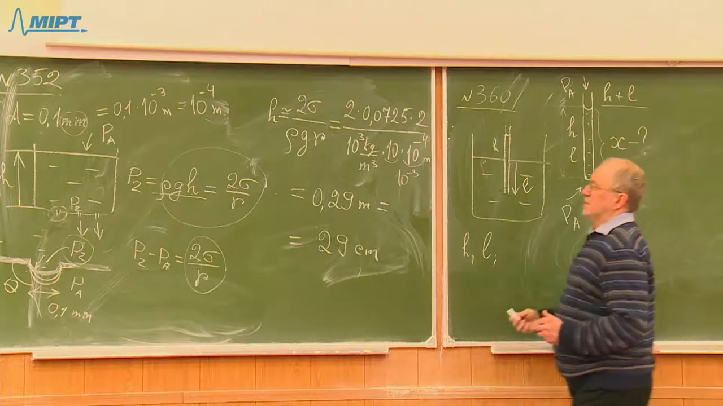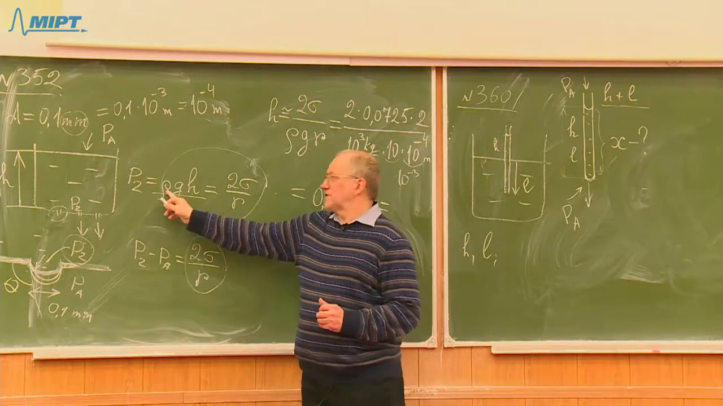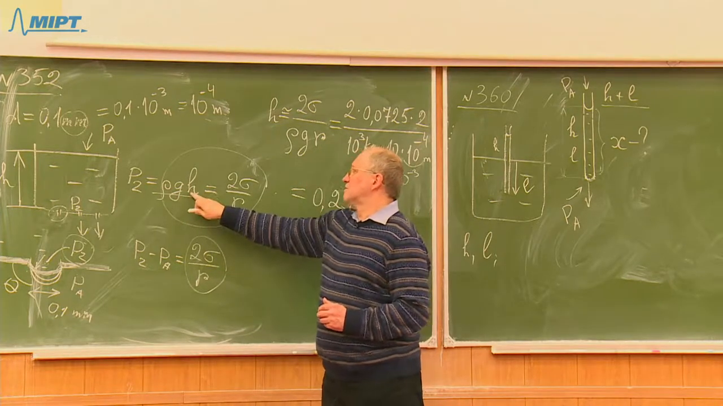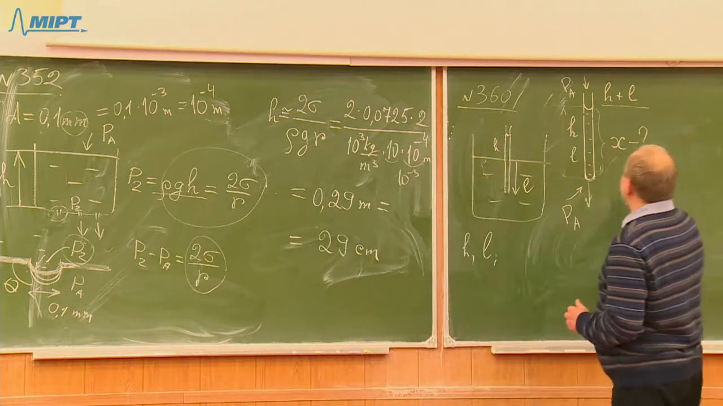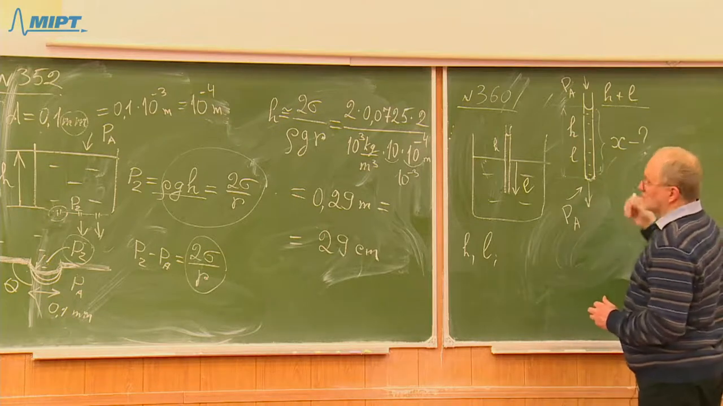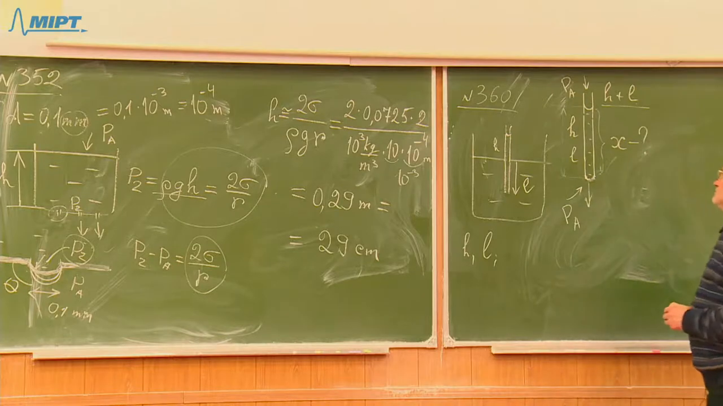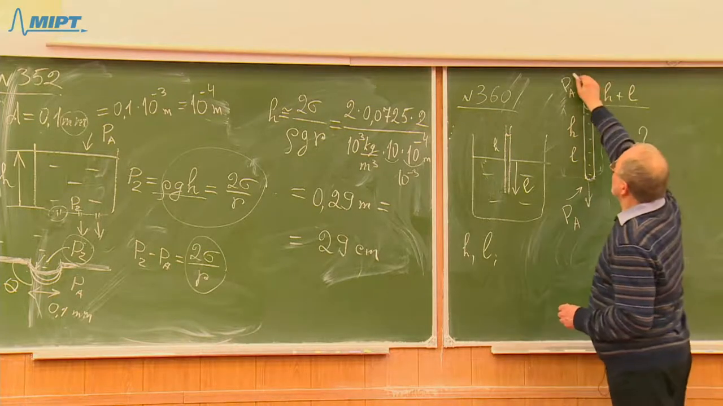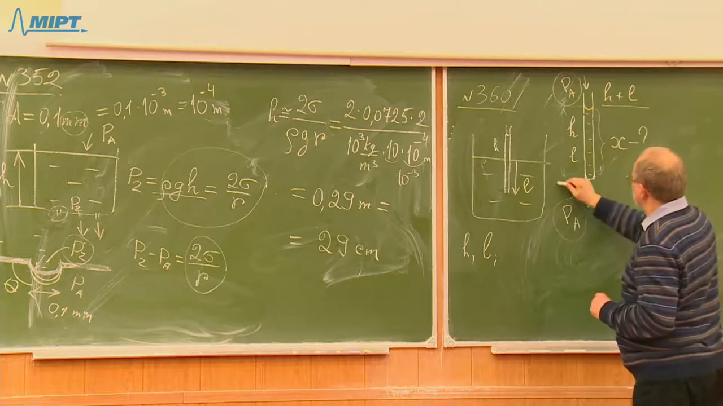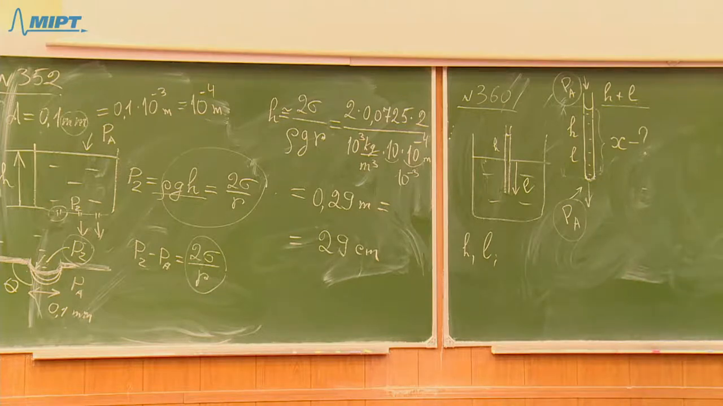The liquid has a large density. That is why the pressure of the liquid is high, even for small values of h. But in the atmosphere, the density is small compared to the density of liquid, and therefore the pressure difference between these levels will be very small, and we may consider the atmospheric pressure at this level and at this level as almost the same, with a high degree of accuracy. That is the same number.